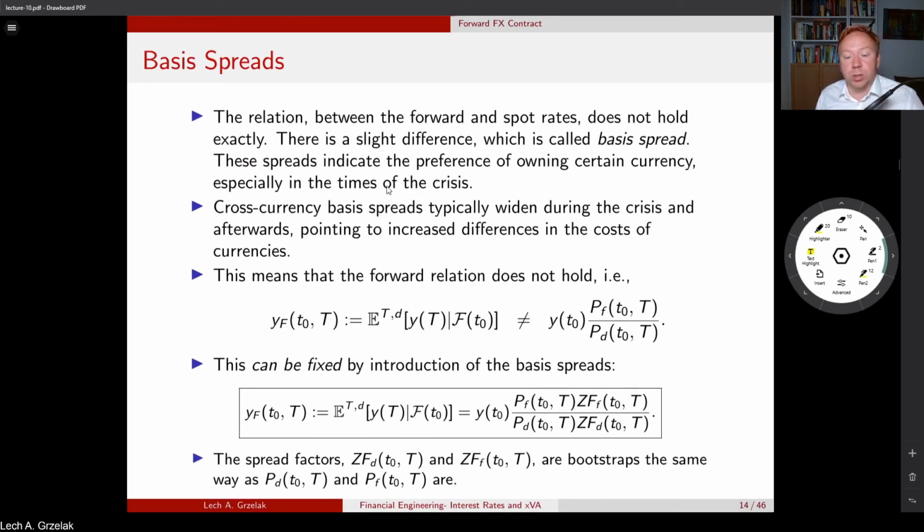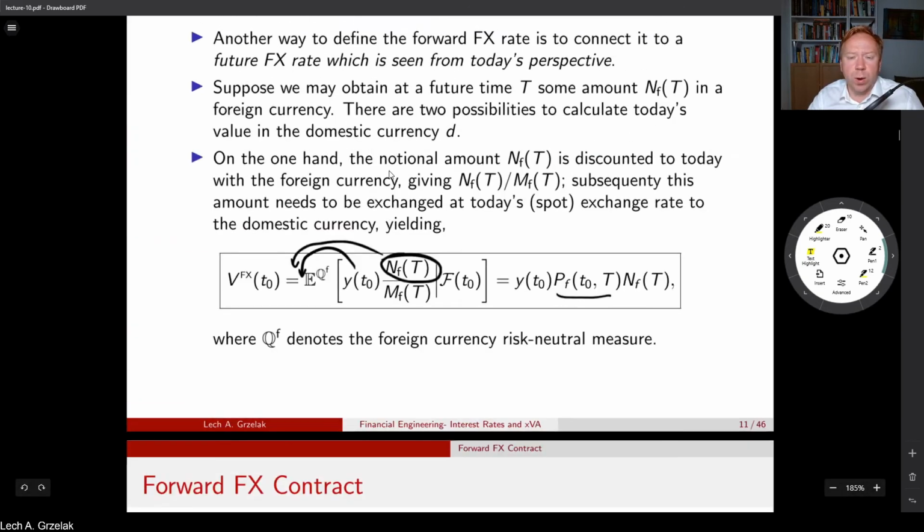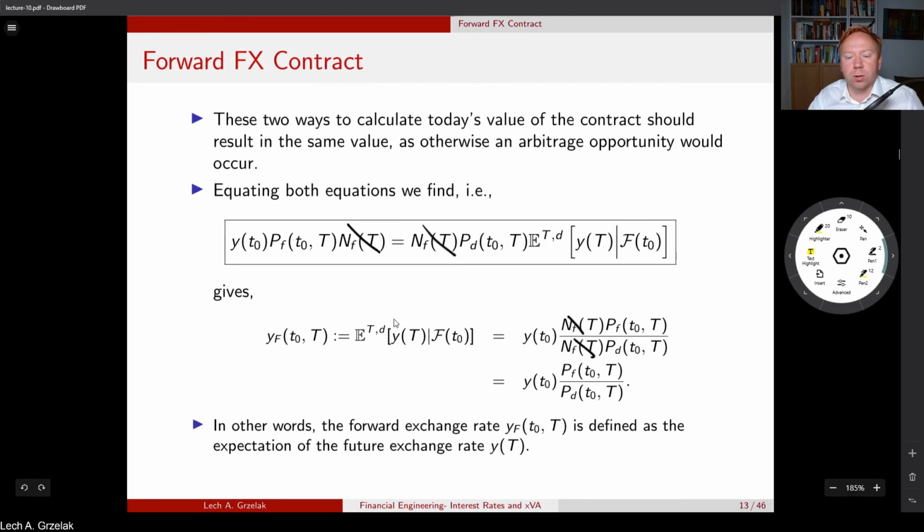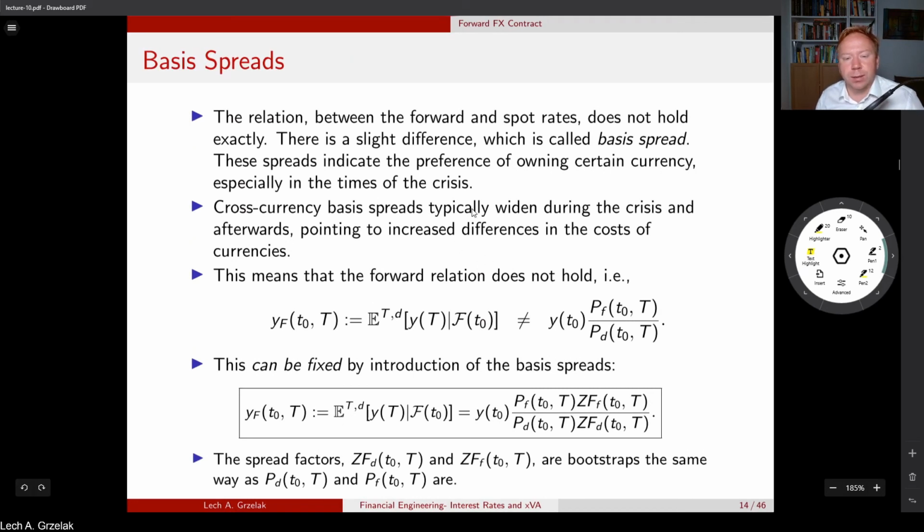One more thing to mention is that, unfortunately, the relation that I have just shown here doesn't really hold in reality. There is some additional effect that is not presented there, called the basis spread. Basis spread means essentially that the relation doesn't hold, and the reason it doesn't hold is that there is a demand and supply for certain currencies. Your preference for a dollar or for euro may differ depending on the market circumstances.